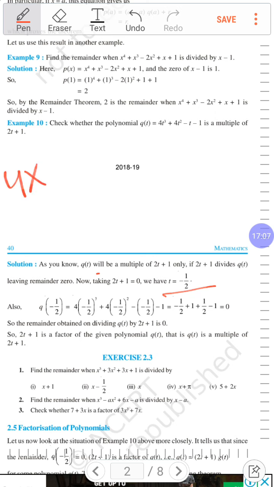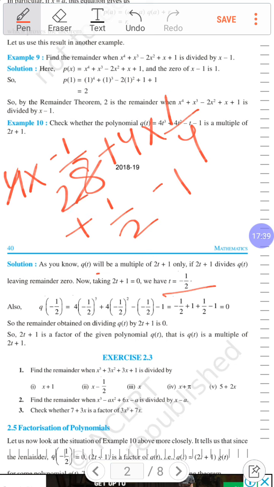In the second stage, after that plus 4 into minus minus, it will become plus, and the square is there, so it will become 4 into 1 by 4. Again here it is minus minus plus, so it will become plus 1 by 2. And then after that minus 1. And after this you can see 4 to the 8.